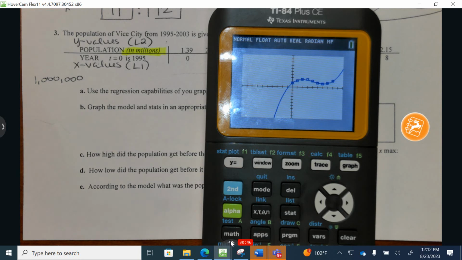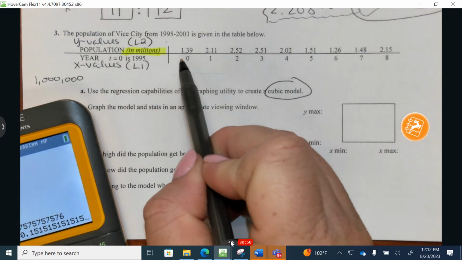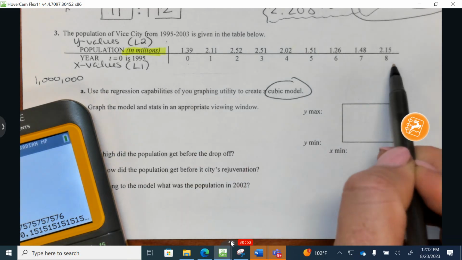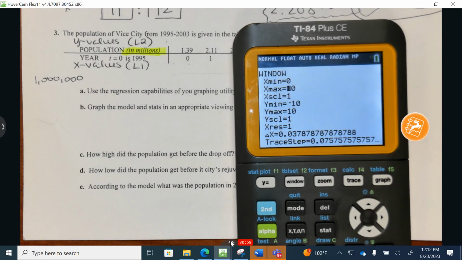So all of this is beautiful, but I haven't set up the correct windows. The window here goes from an x value of 0 to 8. Let's go a little further. Let's go 0 to 15, please. 0 to 15.